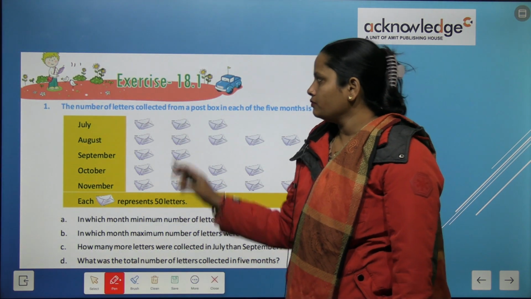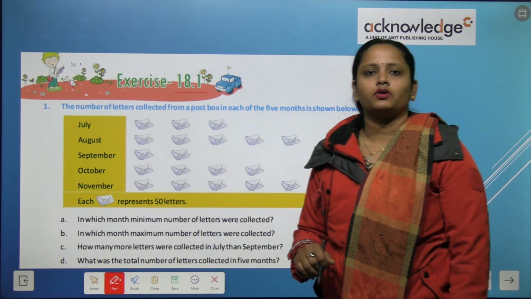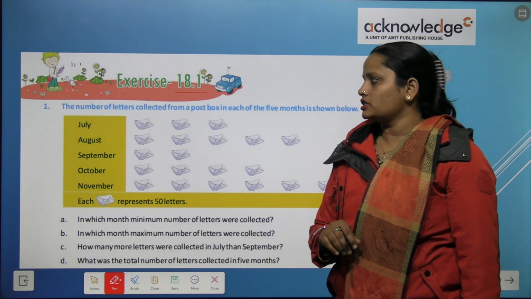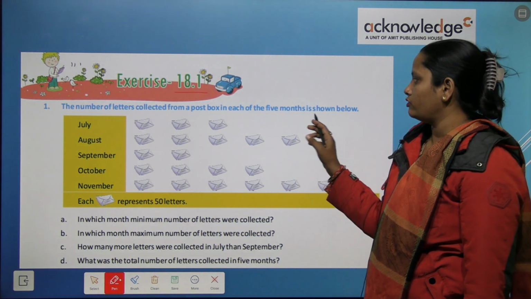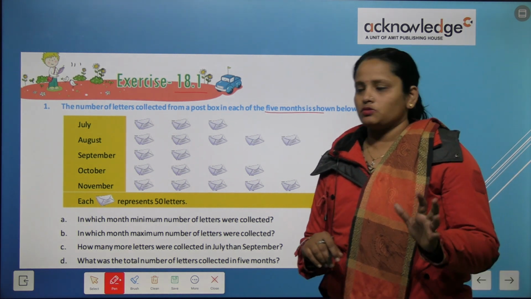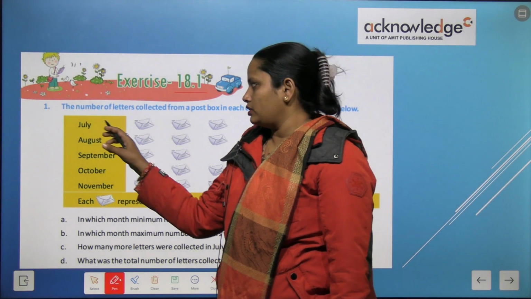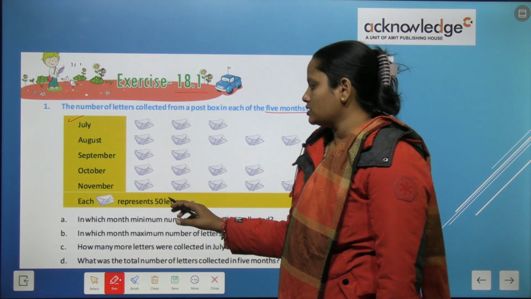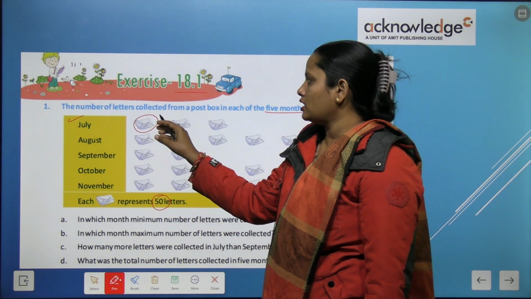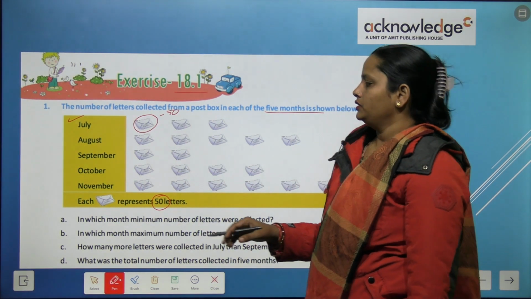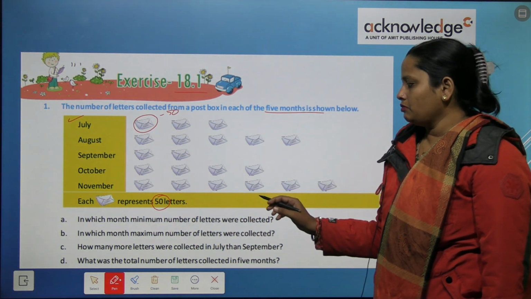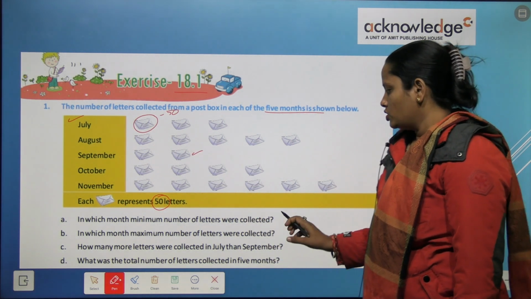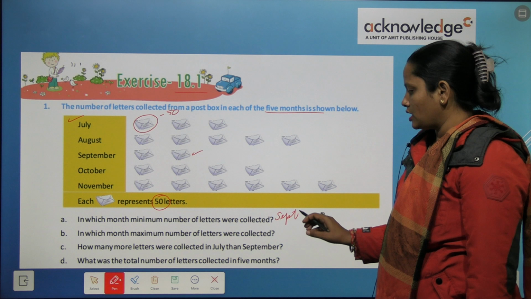Let's start with exercise number 18.1. So here the first question is, the number of letters collected from the post box in each of the 5 months is shown below. Here the summary is given: July, August, September, October and November. Each letter represents 50 letters. In which month minimum number of letters were collected? So it is September.